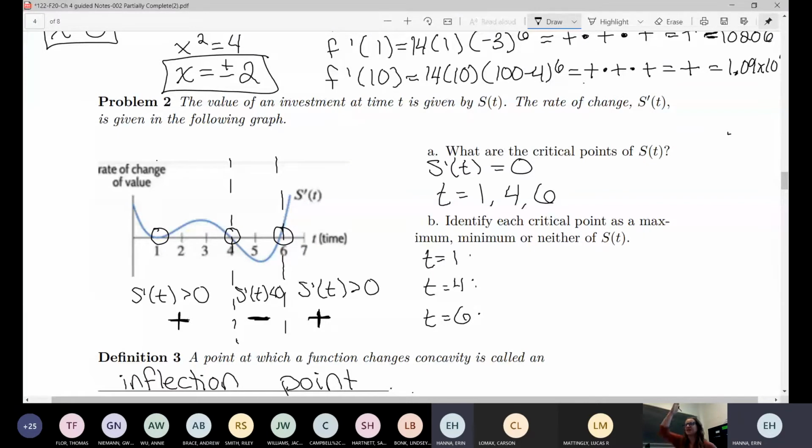What was I saying? Oh, t equals 1. It touches the t-axis, but then stays above the t-axis. It never actually changes to below the t-axis. So since the derivative doesn't actually change sign at t equals 1, this would be neither.